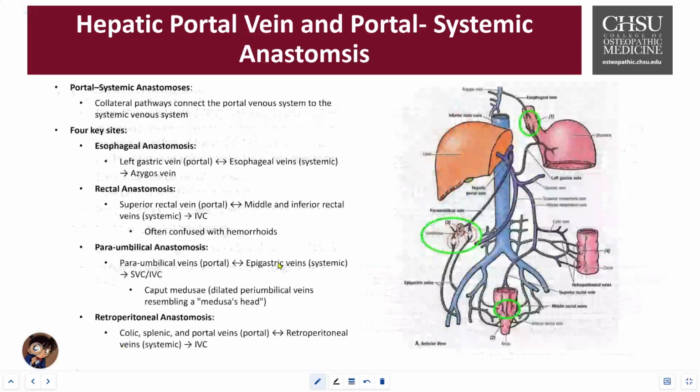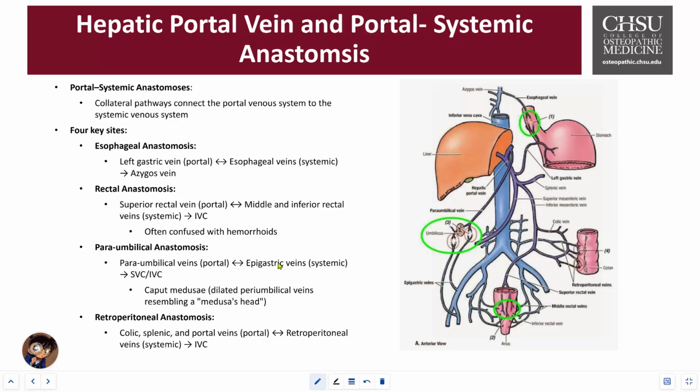The portal system anastomoses serve as collateral pathways connecting the portal venous system to the systemic venous system. And this is very important in conditions like portal hypertension, where the blood flow gets redirected due to any kind of liver damage or liver dysfunction. There are four key anastomoses that we're going to cover.